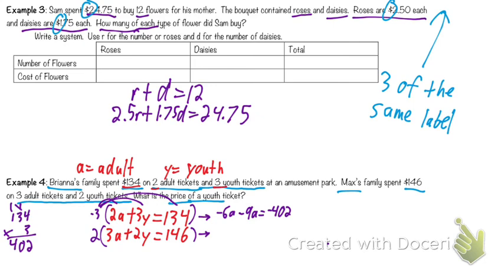You're right. Maddie had a good call here. It should be negative 9y instead of negative 9a. Thank you, Maddie.